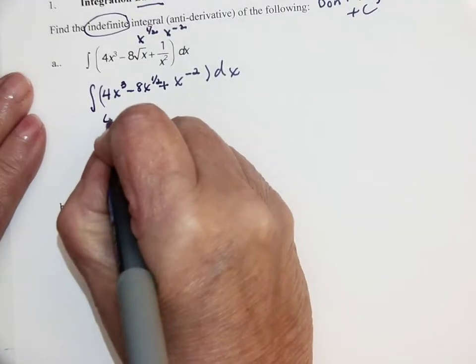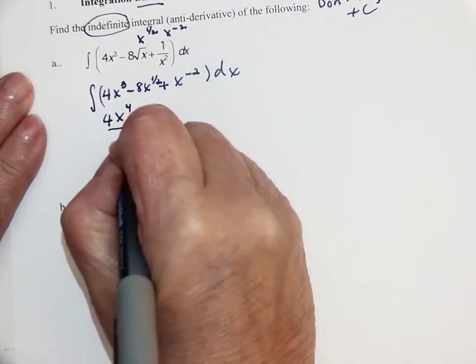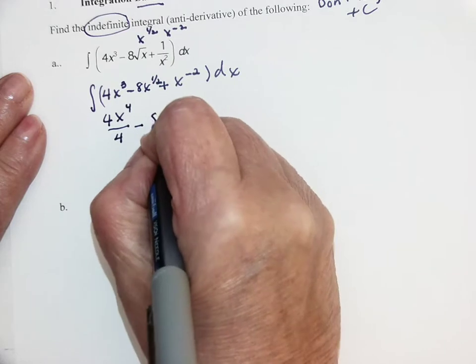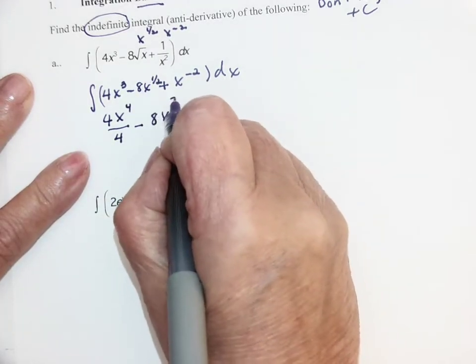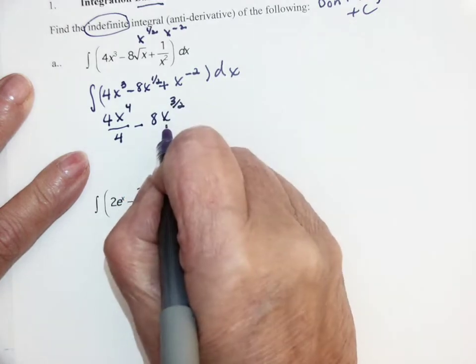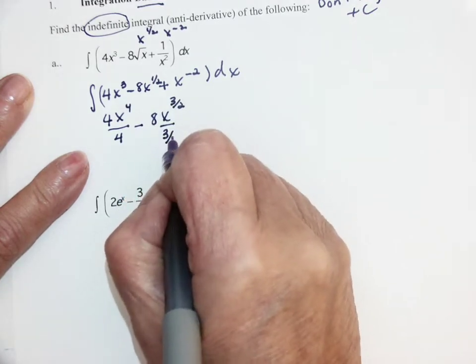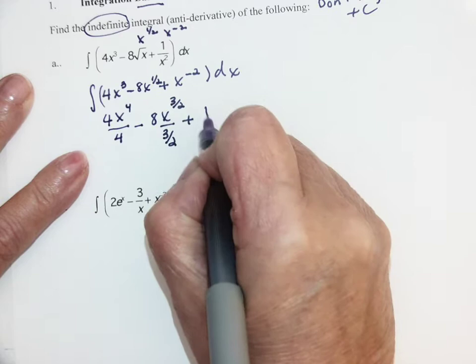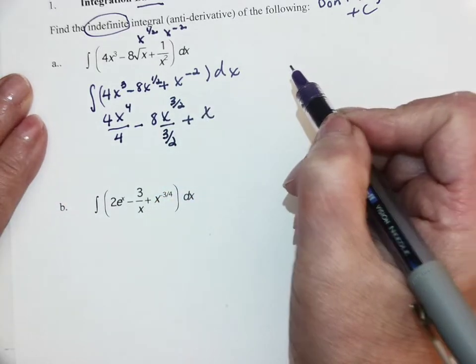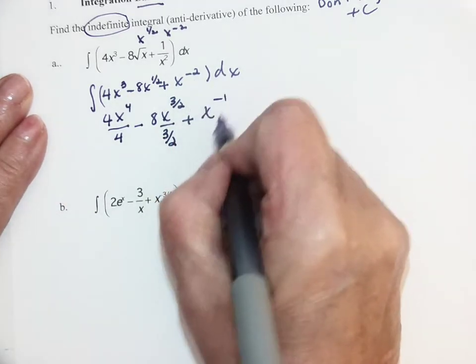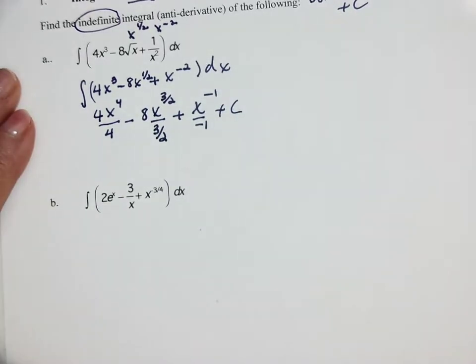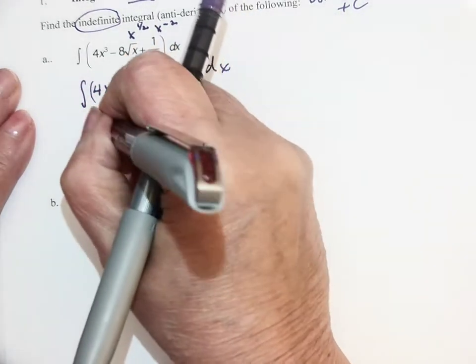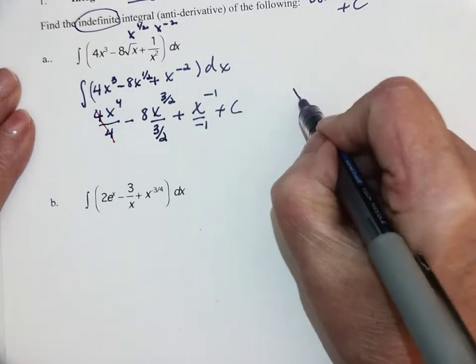Well, this becomes 4x to the 4th, add 1, divided by 4, minus 8x, add 1, 1/2 plus 1, that's 3/2, divided by 3/2, plus x, add 1, so I'm going to have a -1 over -1 plus c. The 4's will reduce out. That's going to give me an x to the 4th.